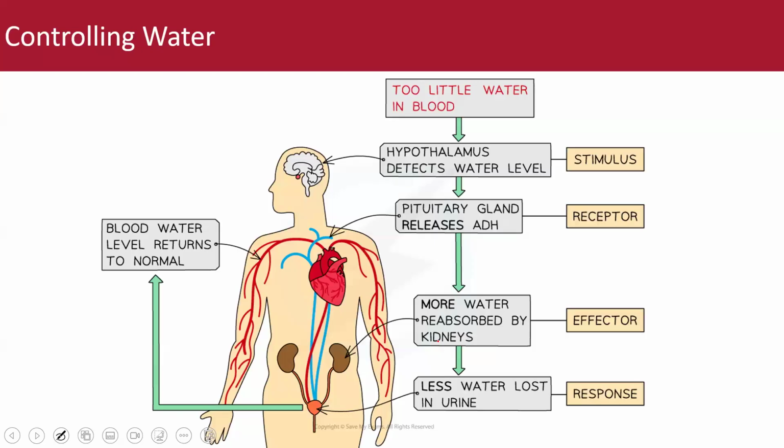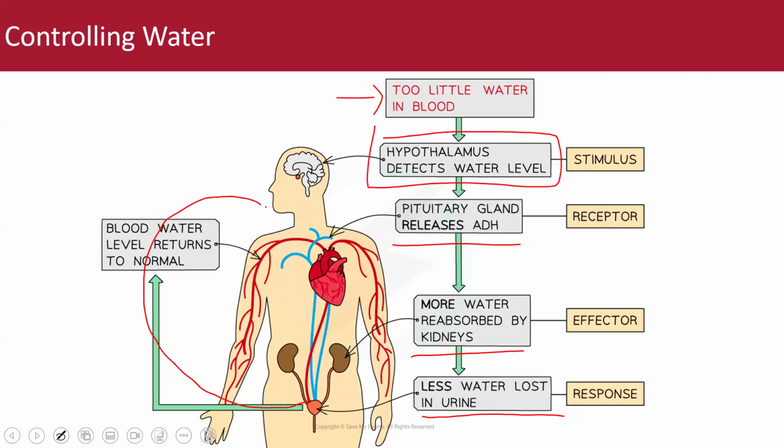Right, water. If you've got too little water in the blood, we've talked about the hypothalamus so far, it detects the amount of water. I can feel it at the moment, I feel like I need a drink. My hypothalamus is telling me I haven't got enough water in my body. I then would produce, or I am producing, ADH. So therefore, more water is absorbed by my kidneys, so less water is lost. Then we have our negative feedback, which takes it back to homeostasis.